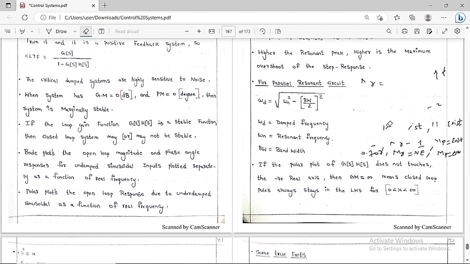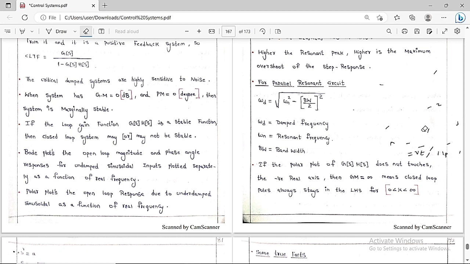So for a parallel resonance circuit, omega d is equal to the square root of omega n square minus bandwidth by 2 whole square. Omega d is called the damped frequency, omega n is called the resonant frequency or natural frequency, whereas BW is called the bandwidth. So this formula you always have to keep in your mind.